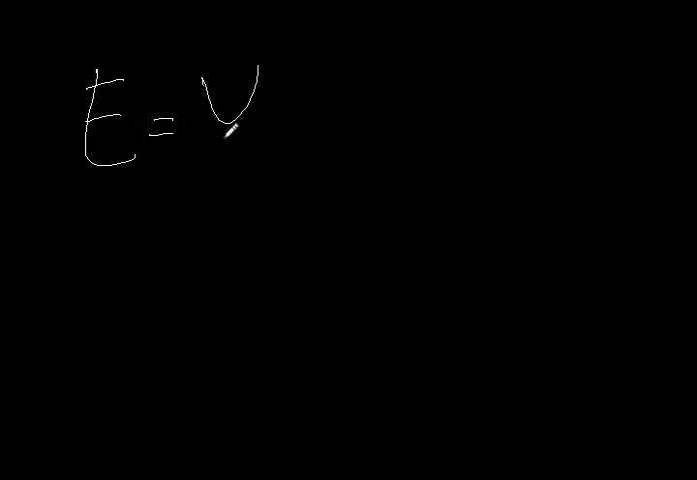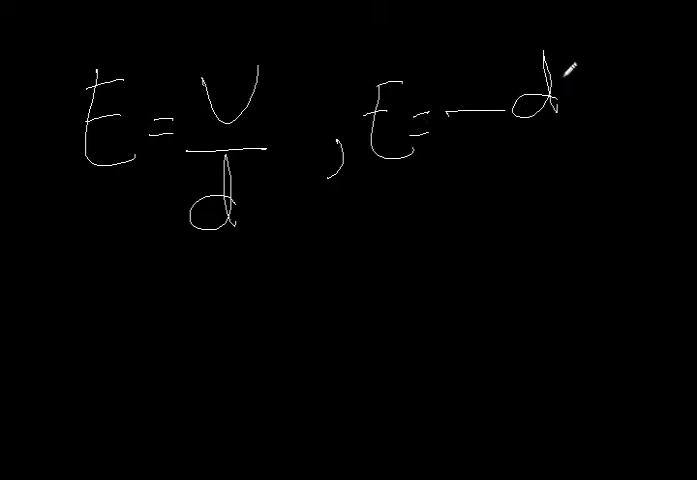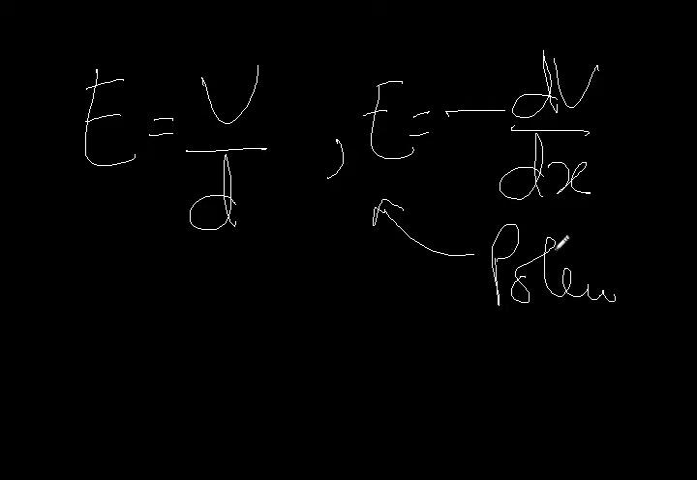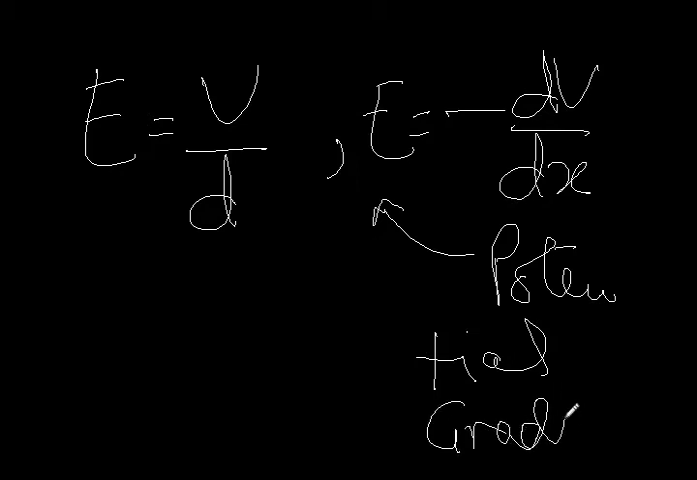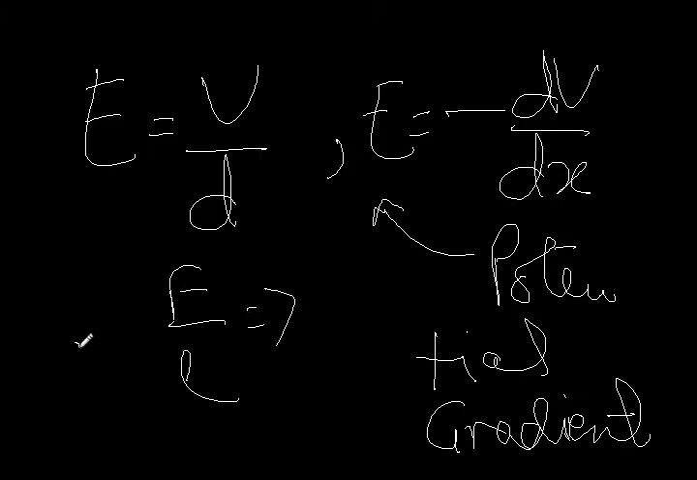Well, now coming to the relation between intensity and potential, what we have here is E is V by D. Now in terms of calculus notation, which is very important for us, we put it as E is equal to minus dV by the distance dx. Well, this is called the potential gradient. As you know, anything divided by length is a gradient. Say for example, if I divide force by length, this is force gradient. If I divide temperature by length, this is temperature gradient, and so on.